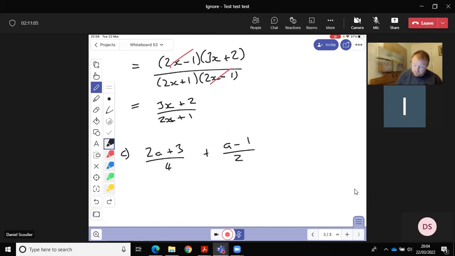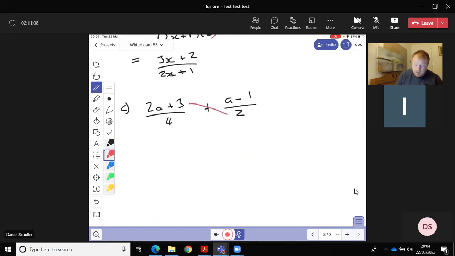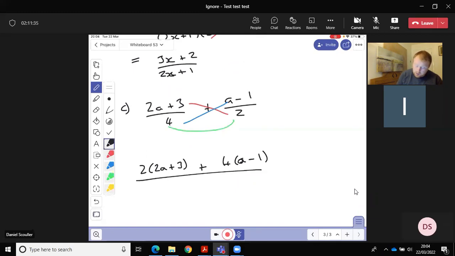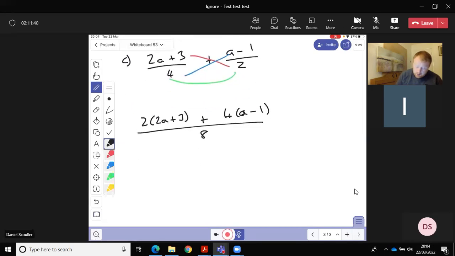So multiply these two terms together, multiply those two terms together, and divide by those two terms multiplied together. And then it's just a case of breaking up those brackets.